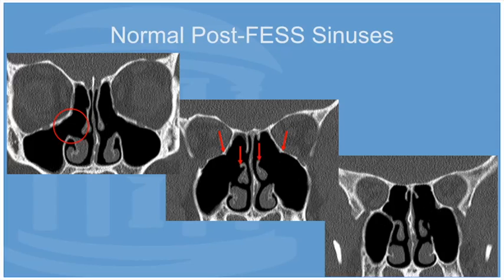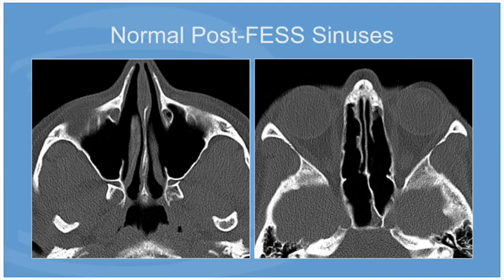Note the discontinuity of the oblique portions of the basal lamellae of the middle turbinate, which indicates that the posterior ethmoids have been entered. Even more posteriorly, the posterior ethmoids have been completely removed. Note how on all three images there are virtually no residual ethmoid septations visible.